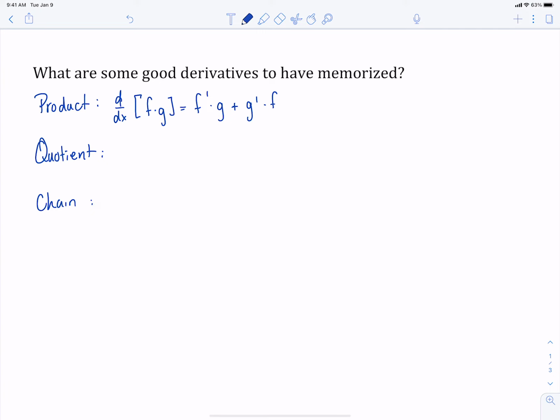But just as a reminder, the product rule, we've got that first function, derivative of the first function times the second, derivative of the second function times the first.